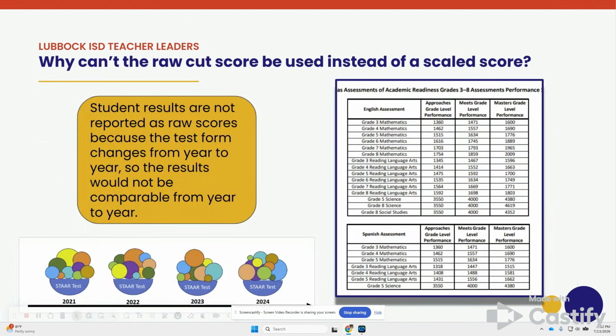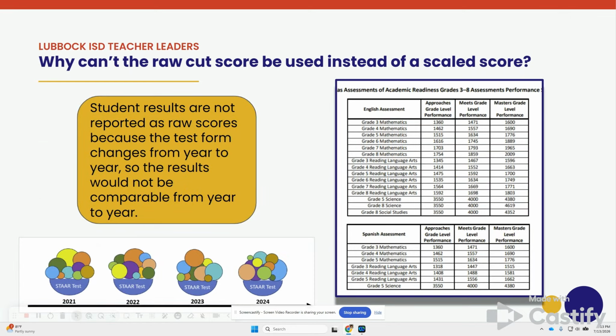Remember, we have a test that looks different from year to year. We use a variety of assessed curriculum, both readiness and supporting standards. We know the raw score may not be the same each year. A scale score ensures validity and reliability. Why? Because the difficulty level of the test overall will affect the raw score required to earn approaches, meets, and masters performance levels. Think of it this way.